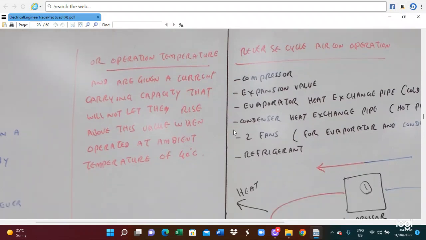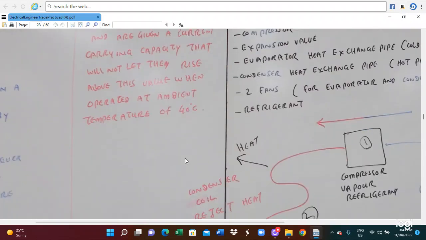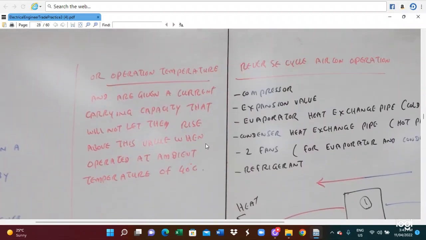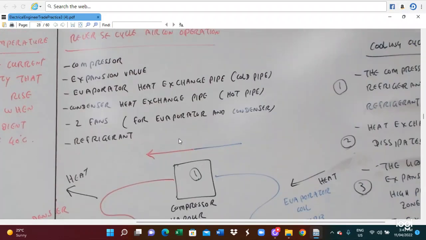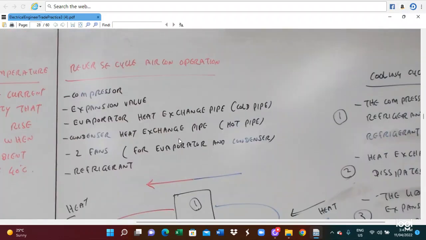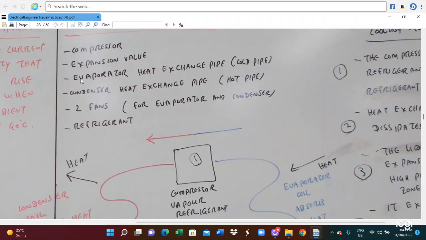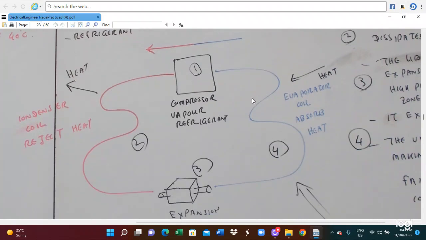In this case, on ambient temperature, we usually base 40 degrees centigrade. Next we are talking about the reverse cycle air conditioning operation. Here you have the compressor, expansion valve, evaporator, heat exchange pipe, and also the two fans. This is the construction of the reverse cycle air conditioner: compressor here, this is the condenser coil, which rejects the heat, expansion valve, and this is the evaporator coil, which absorbs the heat. Absorb the heat, then compress, and then reject the heat. So this is the air conditioner.